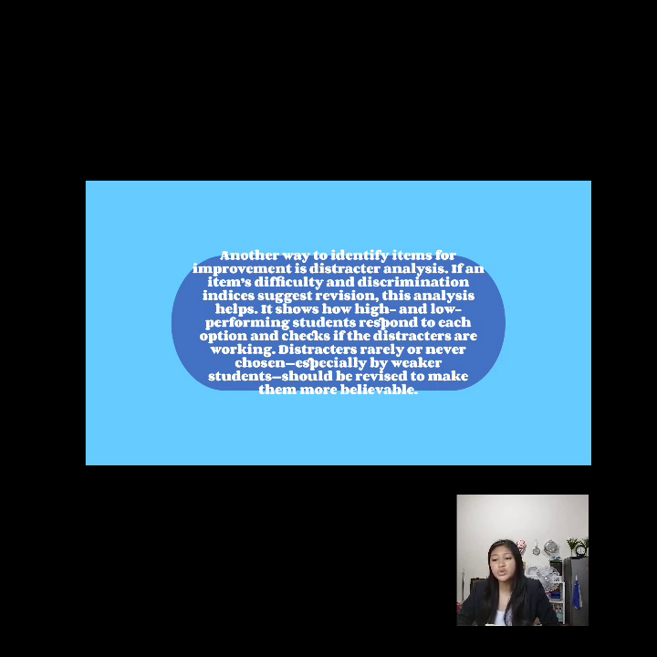Distractors rarely or never chosen, especially by weaker students, should be revised to make them more reliable. To illustrate this process, consider the frequency distribution of the responses of the upper group and the lower group across the alternatives for two items. Separate counts are done for the upper and lower group who chose A, B, C, and D. The data is organized in the distractor analysis table.